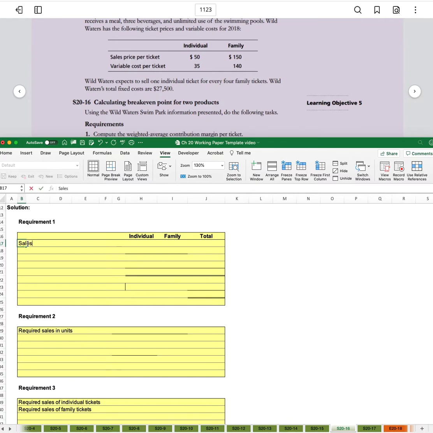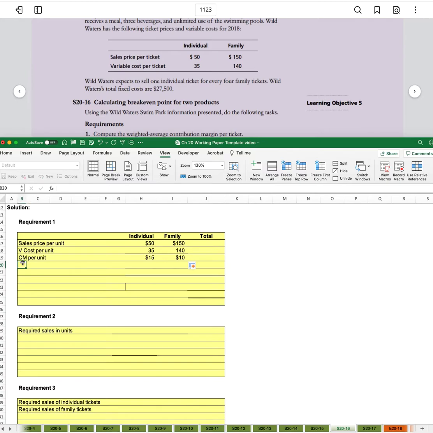And so we're going to look at the sales price per unit. For an individual that was $50 and for a family that was $150. Then we're going to subtract out the variable cost per unit to give us the contribution margin per unit. So variable cost was $35 for an individual and $140 for a family. Now if we subtract the price minus the variable cost, we get the contribution margin per unit of $15 for an individual and $10 for a family.